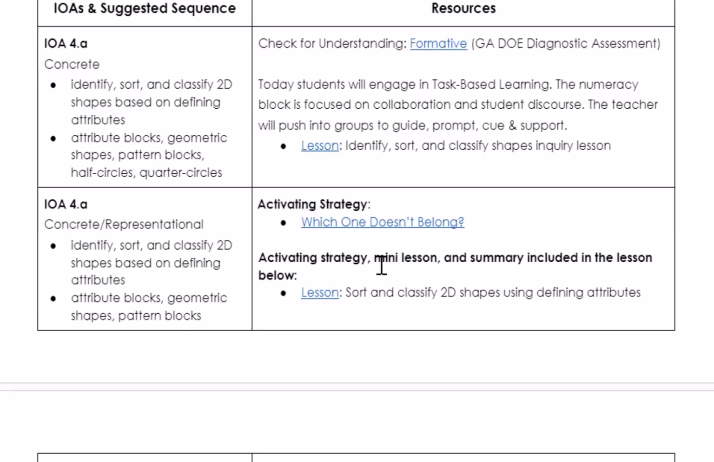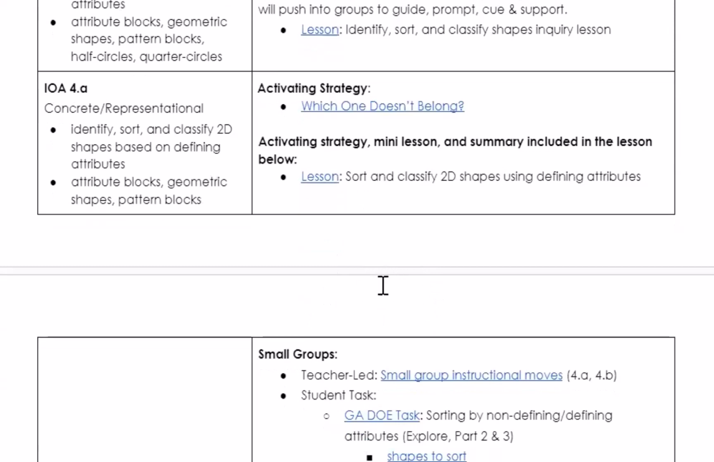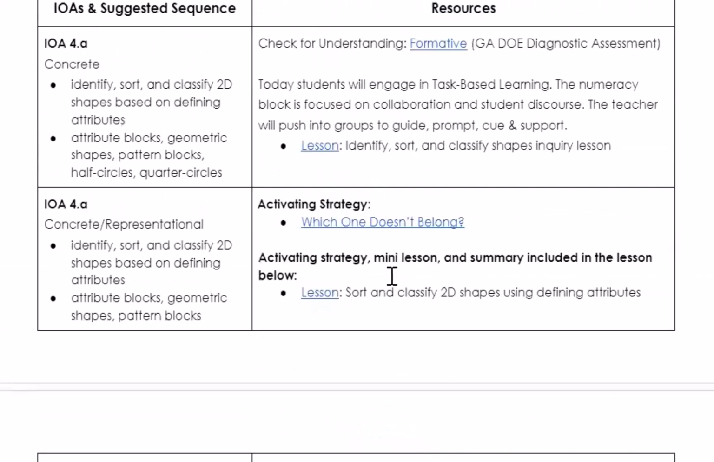Some days you will see the instructional resources linked for the numeracy components of a traditional teacher-led lesson. Other days you may notice a task-based lesson, which is your full numeracy block that day. So day 1, we see we have a task-based lesson, and day 2 is more of that traditional lesson.